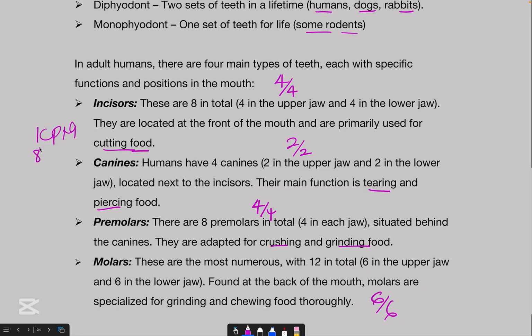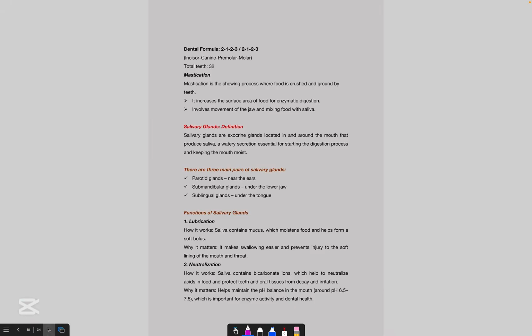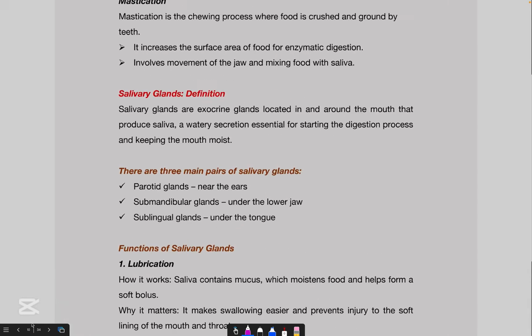Incisors, there are how many? 8. Canine, there are how many? 4. Premolars, there are how many? 8. Are you getting it? Then molars, there are how many? 12. So 8, 4, 8, 12. All right? Note this.